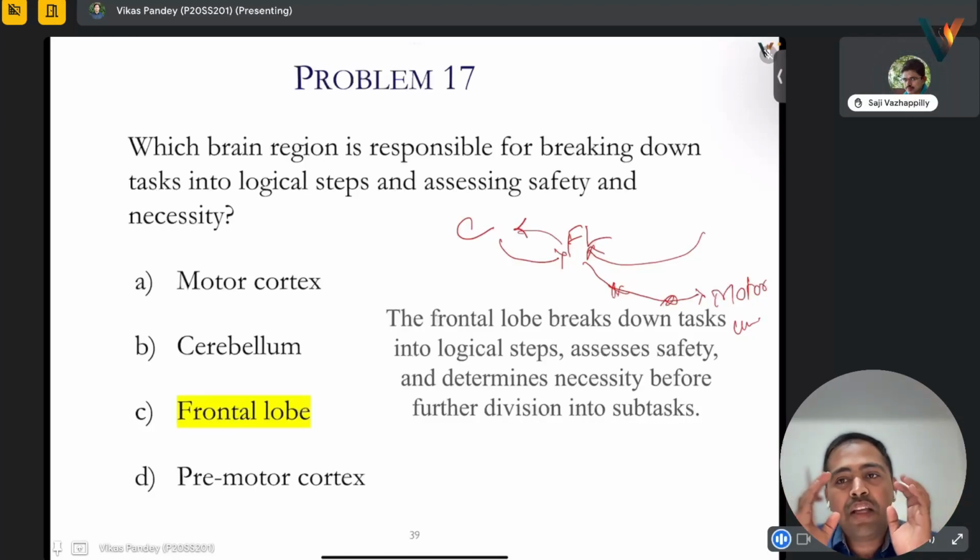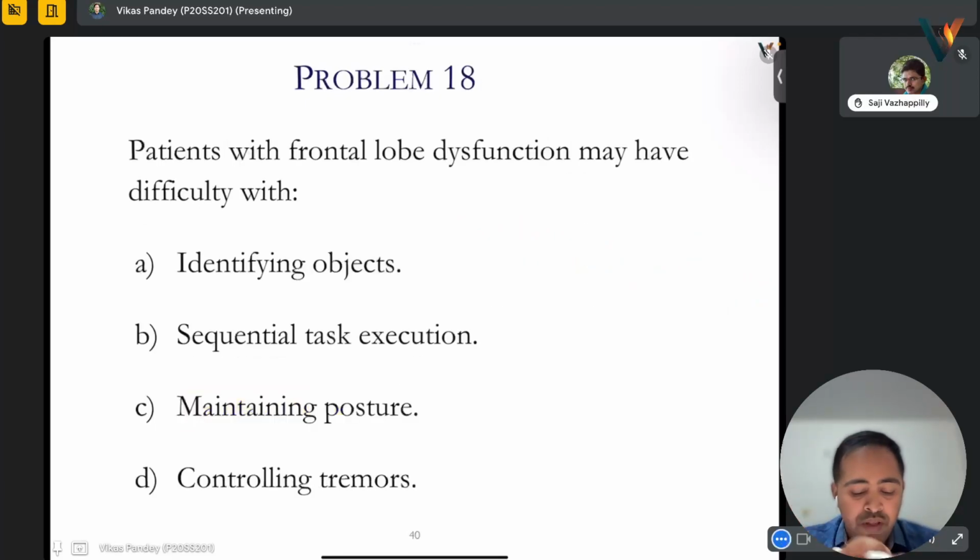the task is already divided, or we can say already broken down into parts, as logical steps that include safety and determine necessity before further division into subtasks. This is done in the frontal lobe. Patients with frontal lobe dysfunction can have difficulty with identifying objects, sequential task execution, maintaining posture, or controlling tremors.